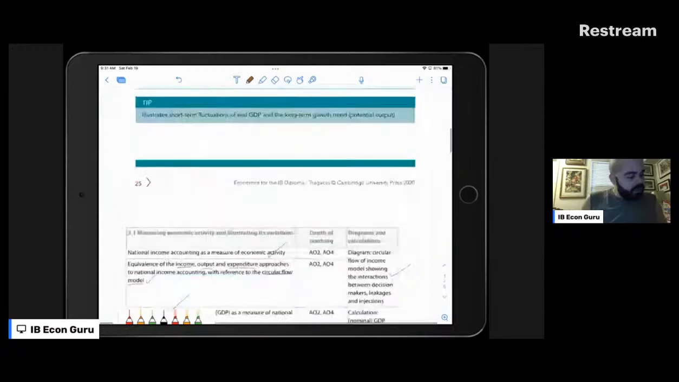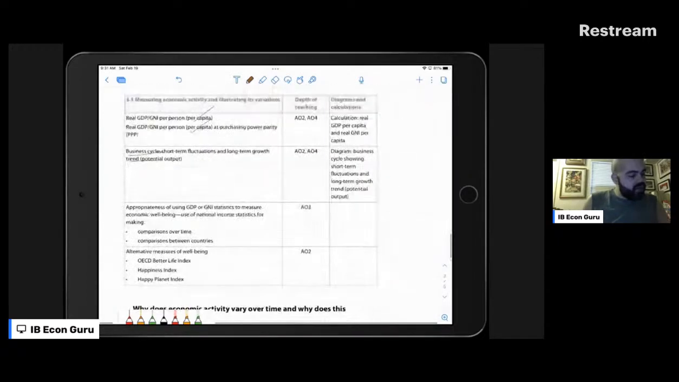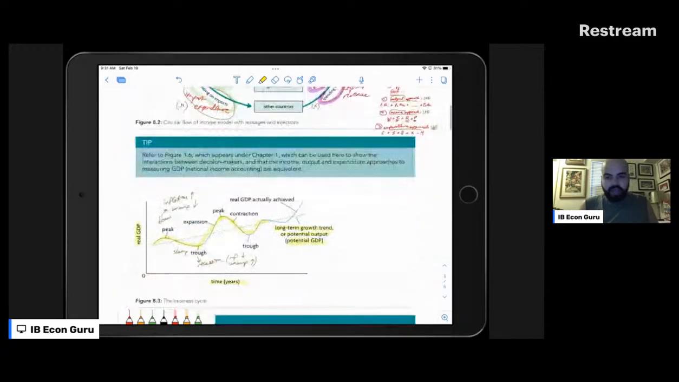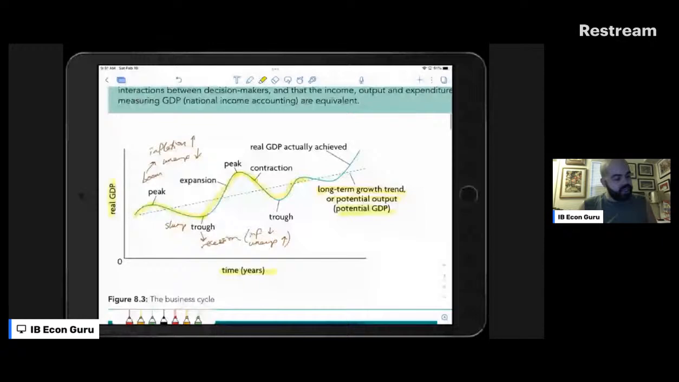So this is the business cycle diagram. Again, you just need to know that there are short-term fluctuations and long-term growth in potential output. Here, we need to also distinguish between actual output and potential output. Potential output, or potential GDP, is what the economy is basically capable of producing. This is the productive capacity of the economy. Actual output is what the economy is actually producing. So this solid line here is what the economy is actually producing.